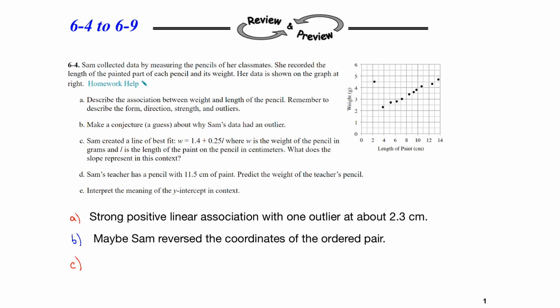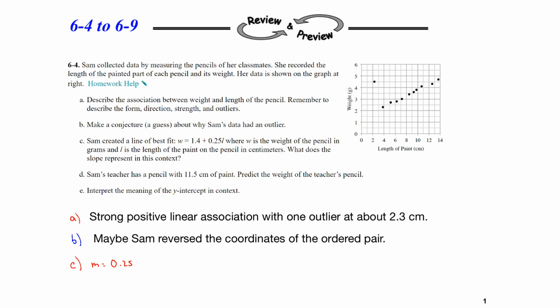All right, for part C, Sam created a line of best fit. W equals 1.4 plus 0.25 L, where W is the weight of the pencil in grams and L is the length of the paint on the pencil in centimeters. What does the slope represent in this context? So first off, what is the slope? The slope represents, in that equation, 0.25. So that's the slope. Now, what does it represent?